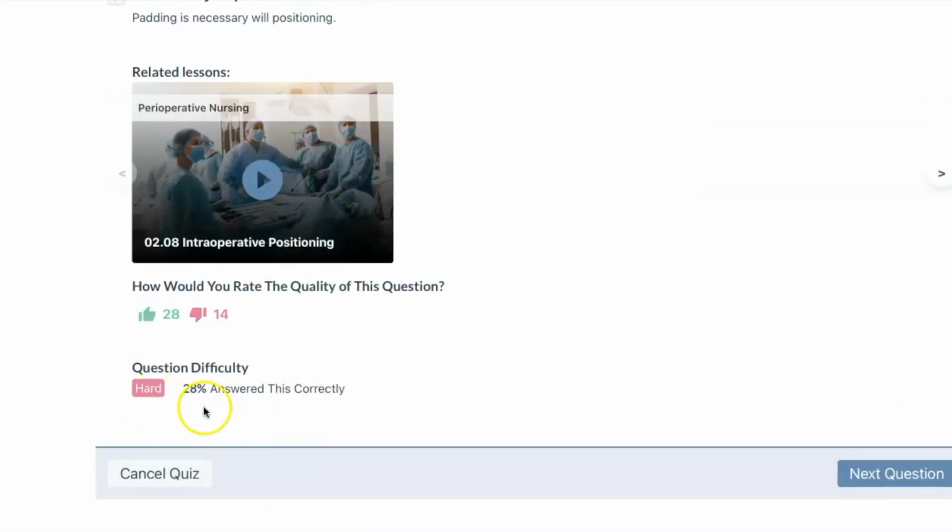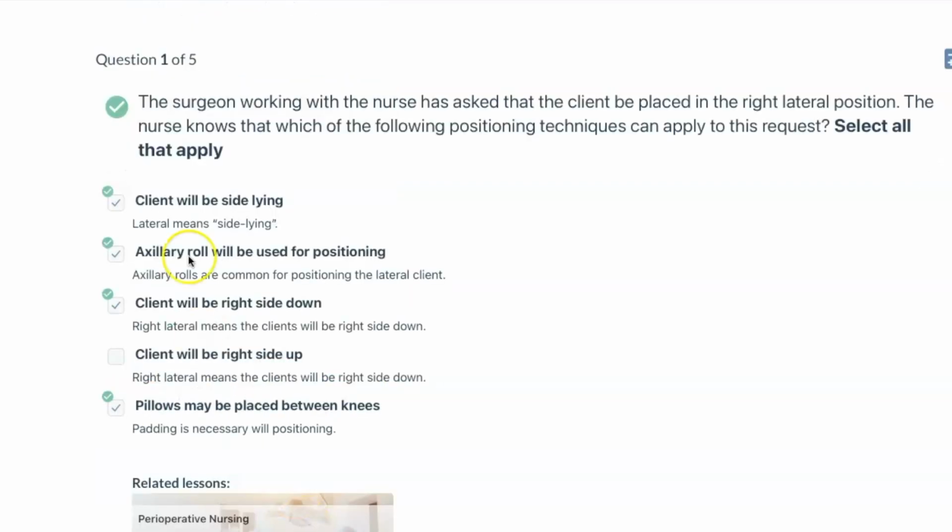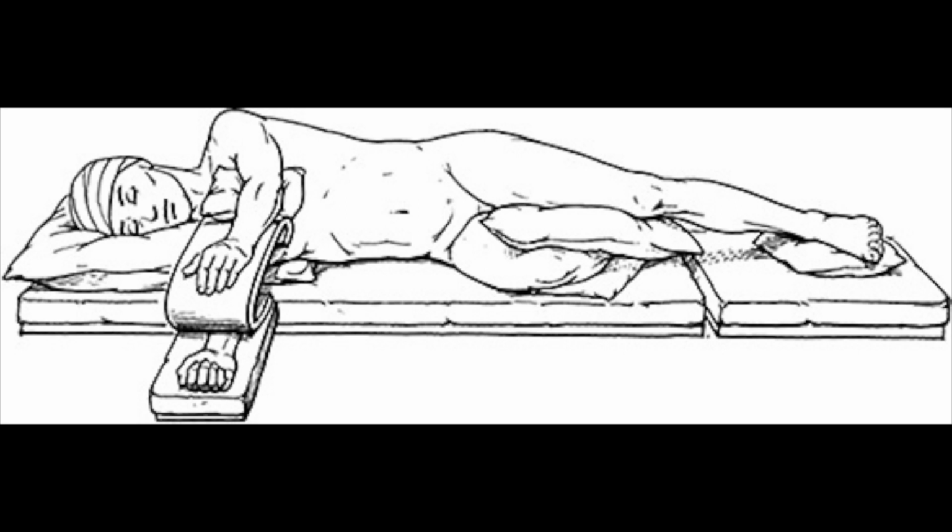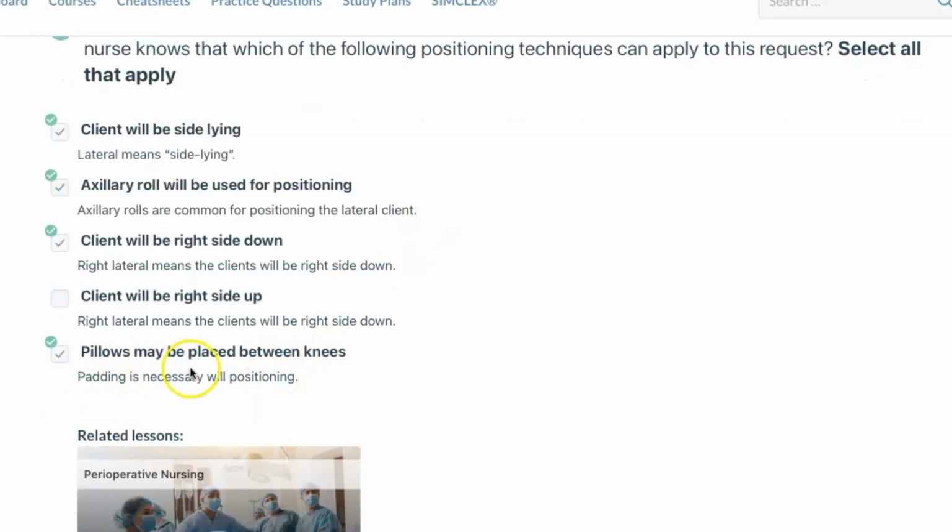This was a hard question. 28% answered this correctly. I will put an image of what a right lateral position looks like, but lateral does mean on your side. And an axillary roll will be used for positioning. The client will be on the right side. That was said right in the question. And the pillows may be placed between the patient for padding.